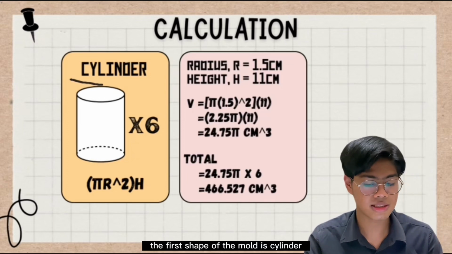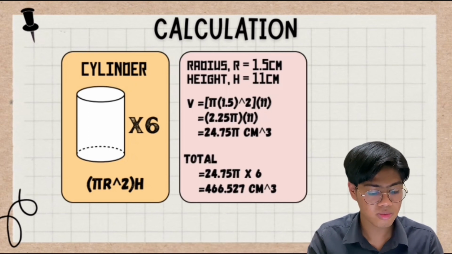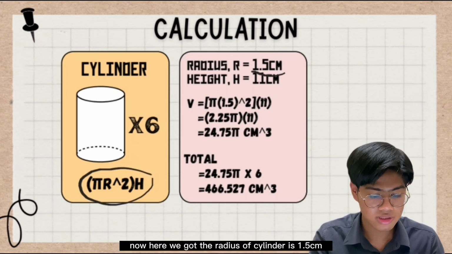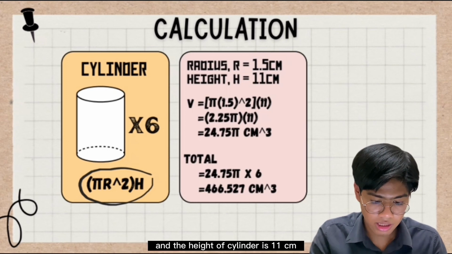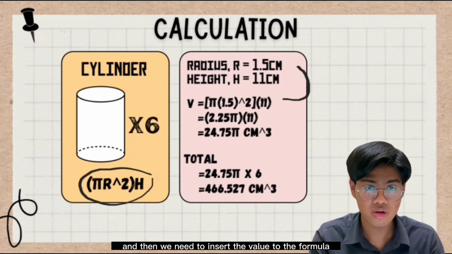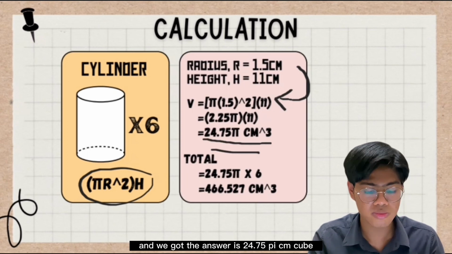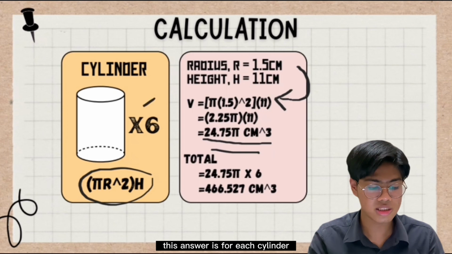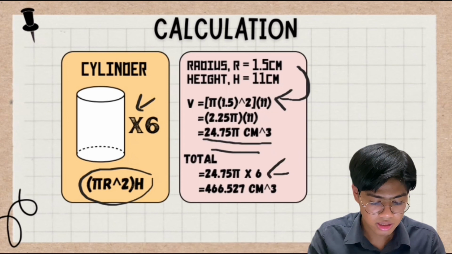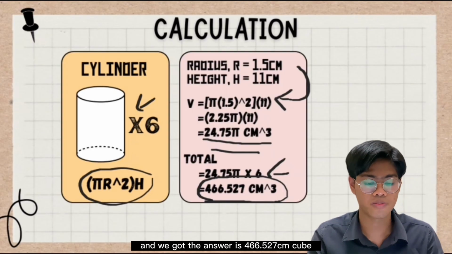The first shape of the mold is the cylinder. Now we want to find the volume of the cylinder. The volume formula of a cylinder is pi r squared h. Here the radius of the cylinder is 1.5 cm and the height is 11 cm. We insert the values into the formula and we get 24.75 pi cm cube. This answer is for each cylinder. Since we want 6 ice creams, we need to times 6, and we got 466.527 cm cube.